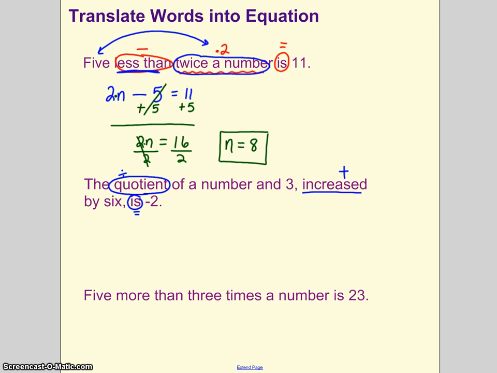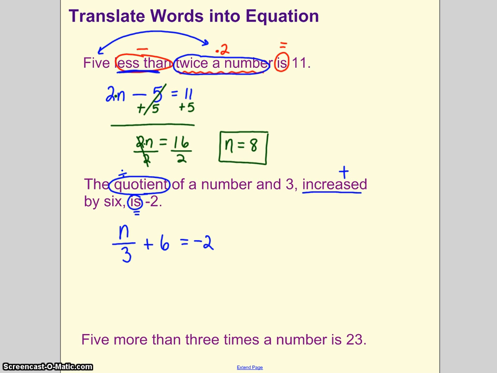Now when you guys write equations using division, go ahead and set this up with a fraction. So the quotient of a number and 3, we're going to take our number n, we'll divide it by 3, and show that division with a fraction. Increased by 6, we already said we're going to add 6, is negative 2, so our equal sign, and then negative 2. Alright, there is our equation to solve.